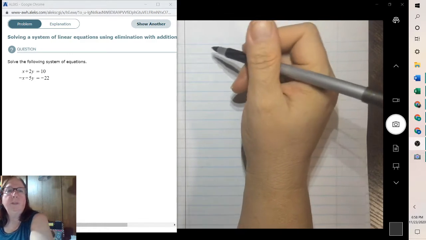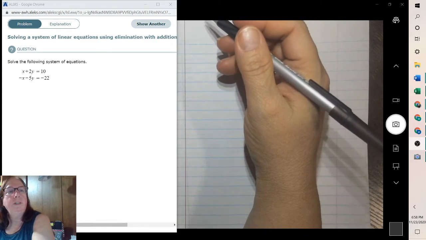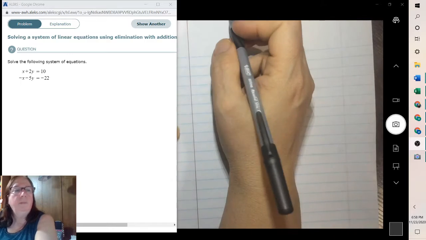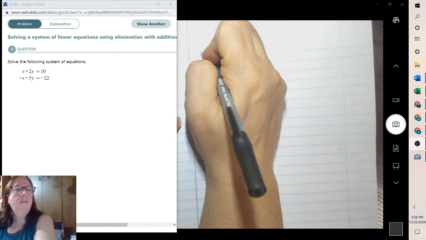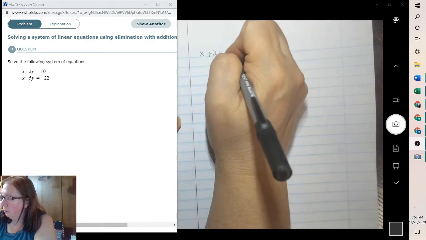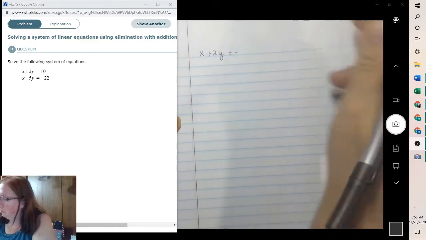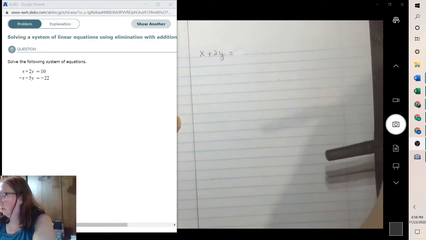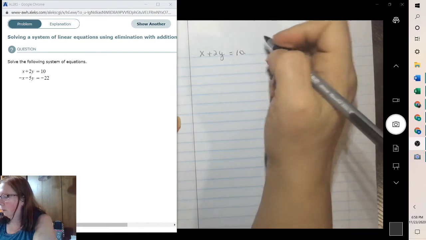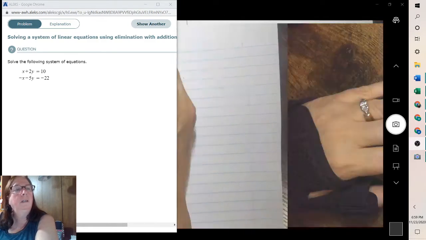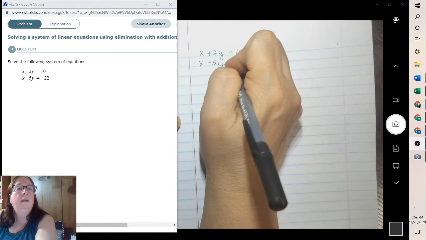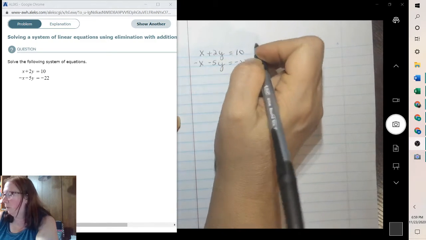Today we're going to solve systems of linear equations using elimination. If you notice these two equations, x plus 2y equals 10. And then the second one, negative x minus 5y equals negative 22.